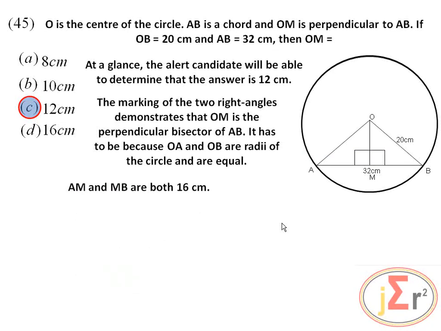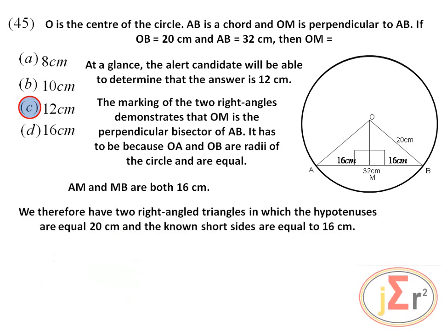AM and BM are both 16 centimeters. So let us include that. Both of them are 16 centimeters in length. We therefore have two right angled triangles in which the hypotenuses are equal to 20 centimeters and the known short sides are equal to 16 centimeters.